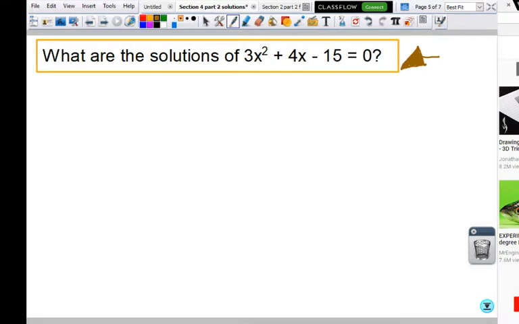Are you sure? Yeah, and then one of the final parentheses would be 3x plus 5. Wait, what? No, because one's negative and one's a positive. Where are you at? You get that? Would it be 1 and negative 3, or would it be 1x plus 3?